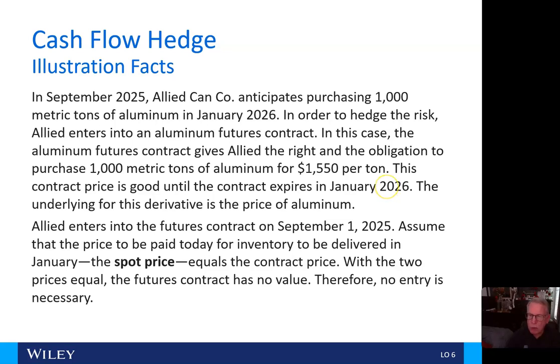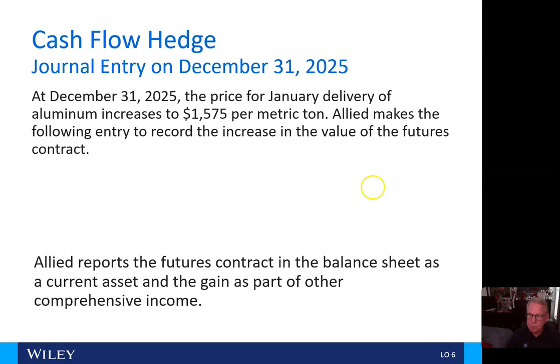So Allied enters into the futures contract on September 1, 2025. Assume that the price to be paid today for inventory to be delivered in January, that's the spot price, equals the contract price. With the two prices equal, the futures contract has no value. Therefore, no entry is necessary. So, what is the journal entry?